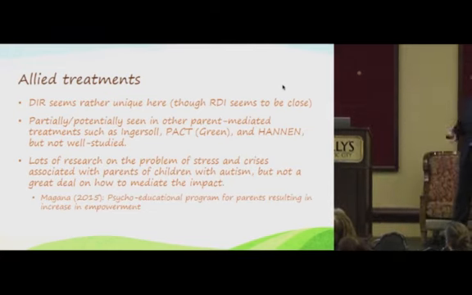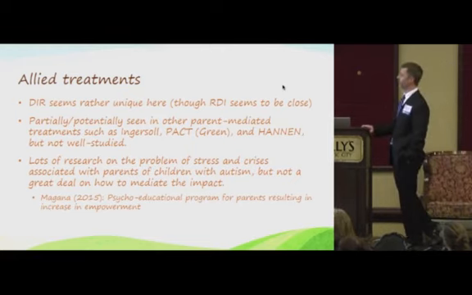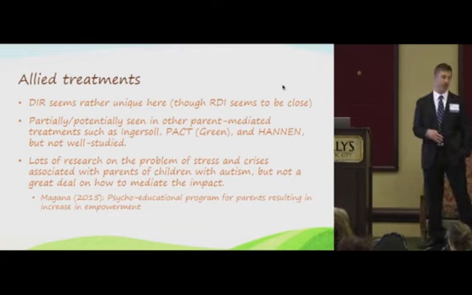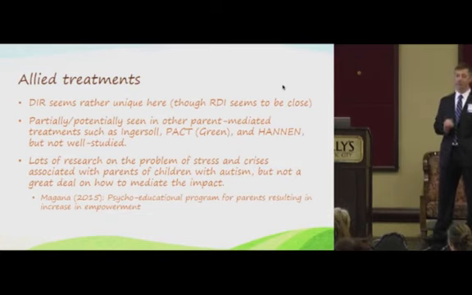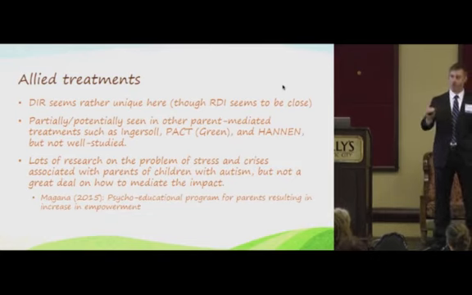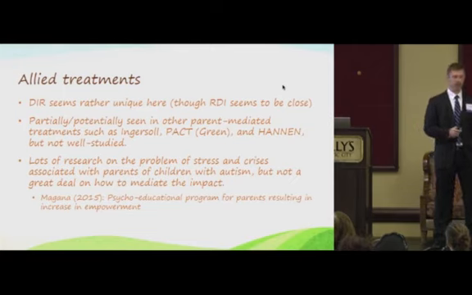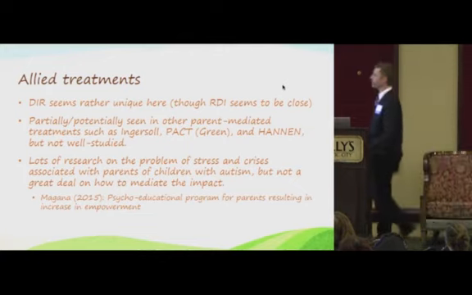There are some partially or potentially allied treatments. This PACT study that I mentioned before seems to work a little bit on that. And there certainly is lots of research on the problem of stress and crises associated with parents and families with autism. But there's very, very little about interventions aimed at reducing that stress. How do you reduce that stress? I just can't find things. I found one tiny little study published in a Spanish journal by Magyana and colleagues, which is a psychoeducational program for parents, resulting in increases in empowerment. So they were really working on increasing the empowerment of parents.